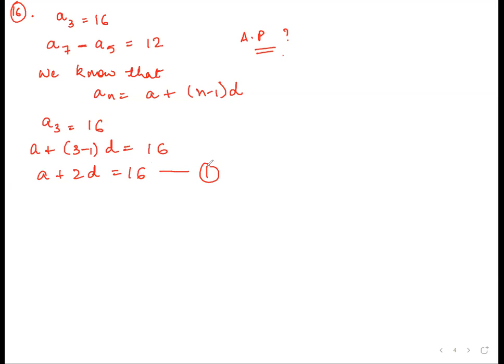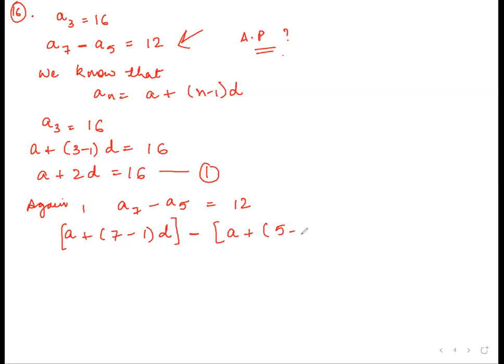Yes. Okay. Now, what is given? We will make use of this information again. Now you can write A7 minus A5 is equal to 12, right? So how do you write A7? That means a plus 7 minus 1 into d, right? Put one bracket. Now minus, write your A5. So a plus 5 minus 1 into d, this is equal to 12.